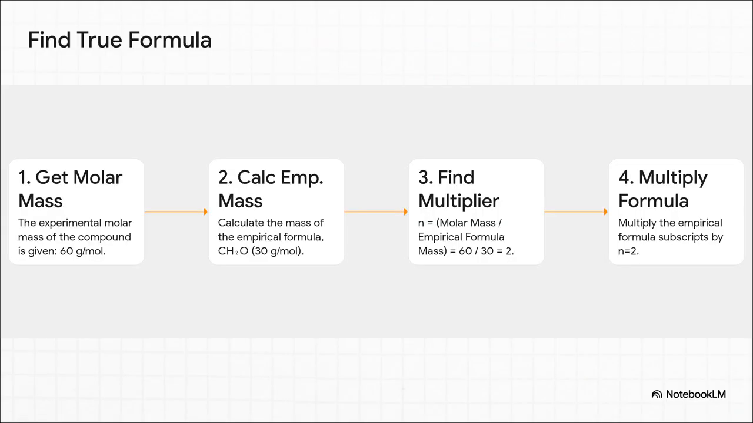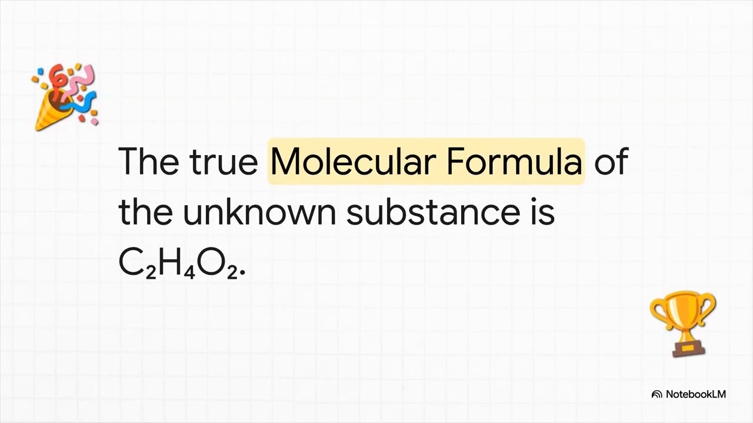To find that multiplier, we need one final clue from the lab, the compound's actual molar mass. And they told us it's 60 grams per mole. So now we just compare that to the mass of our simple formula, CH2O, which adds up to 30. Well, 60 divided by 30 is 2. So the real molecule is exactly twice as heavy as our simplest version. Our multiplier is 2. We just multiply everything in our empirical formula by 2, and voila! Case solved. The true identity of our unknown substance is C2H4O2, and you might know this stuff as acetic acid. It's the main ingredient in vinegar.